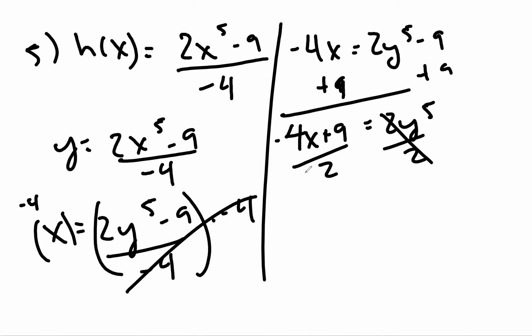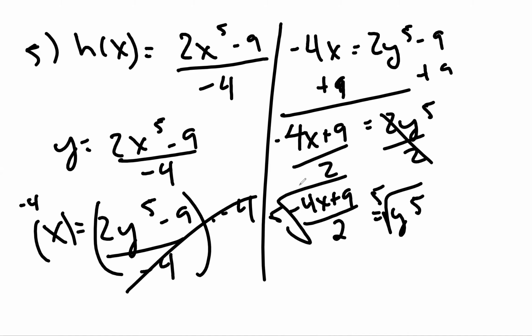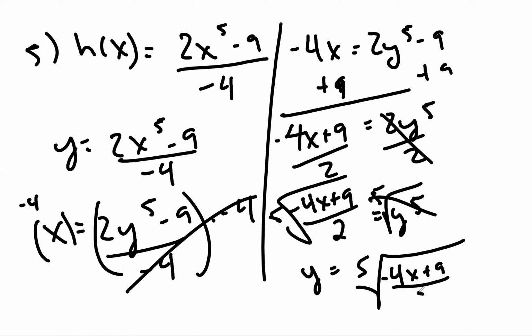And so then that's going to leave me with (-4x + 9)/2 equals y to the 5th. And in order for me to get rid of something that's being raised to the 5th power, I'm going to have to take the 5th root. And of course, what I do to one side, I have to do to both. And so that's going to leave me with y equals the 5th root of, and then on the top, -4x plus 9, and then on the bottom, 2.